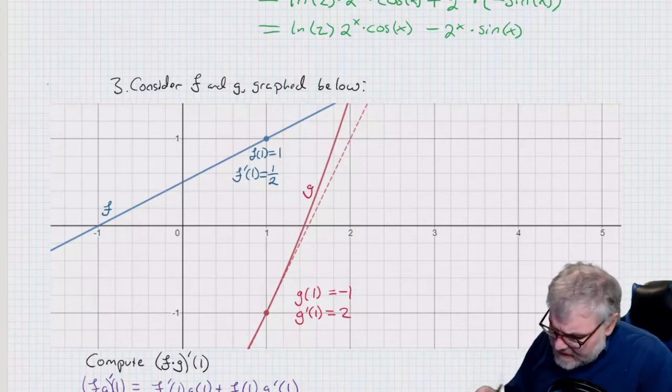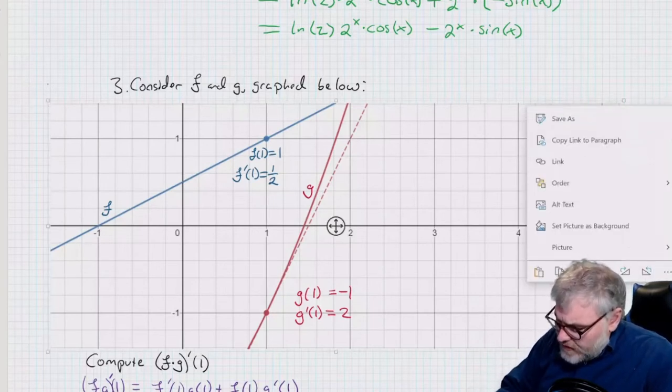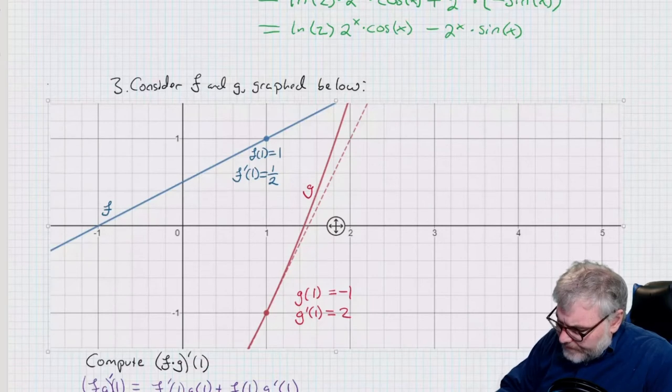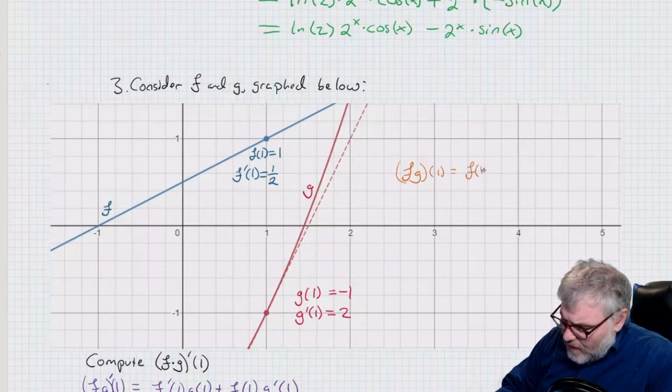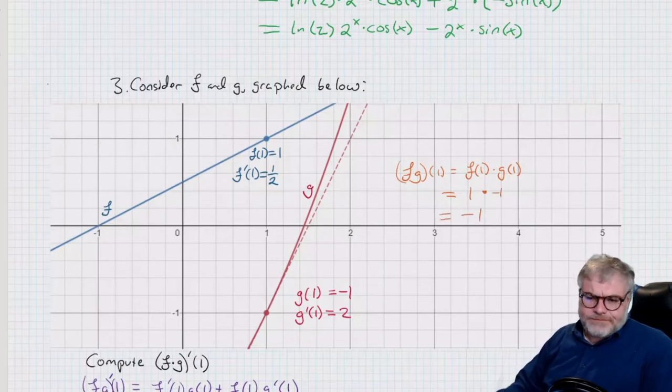Now, real fast, let's see what fg of x is. This is just on the side. So fg of 1 equals f of 1 times g of 1. And f of 1 here equals 1, and g of 1 equals negative 1. So we wind up with negative 1.